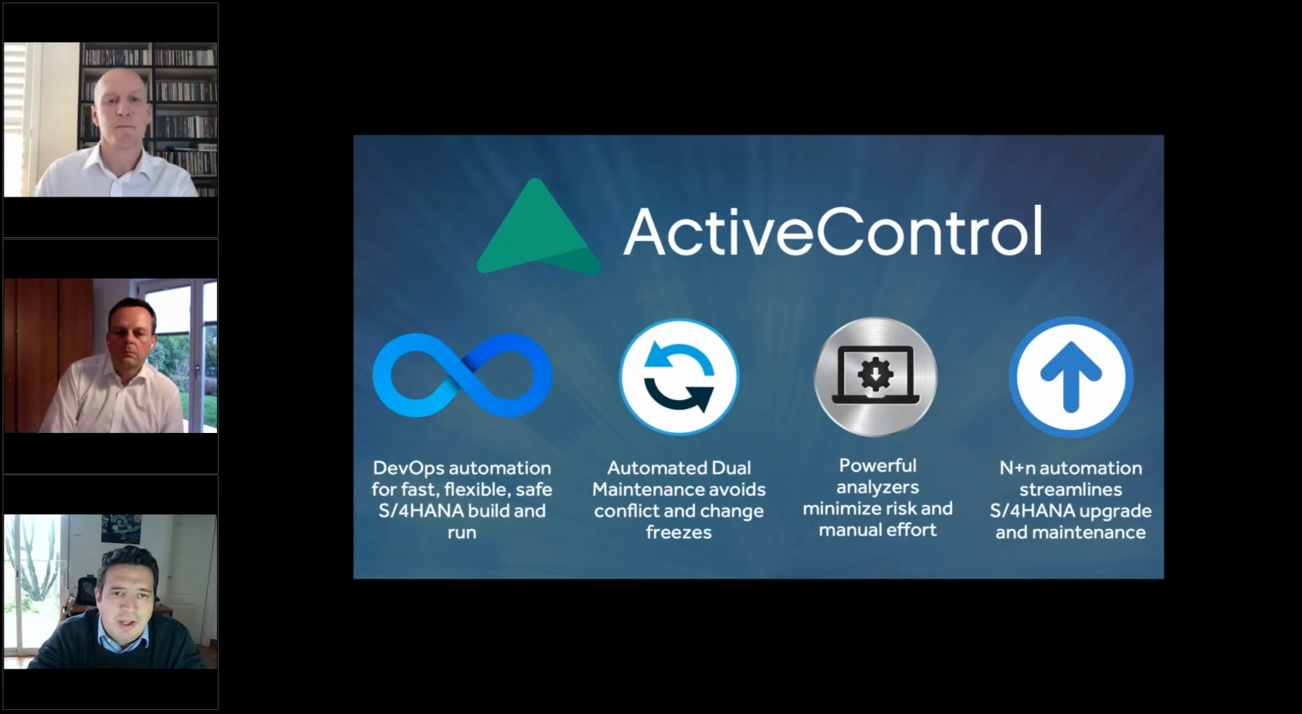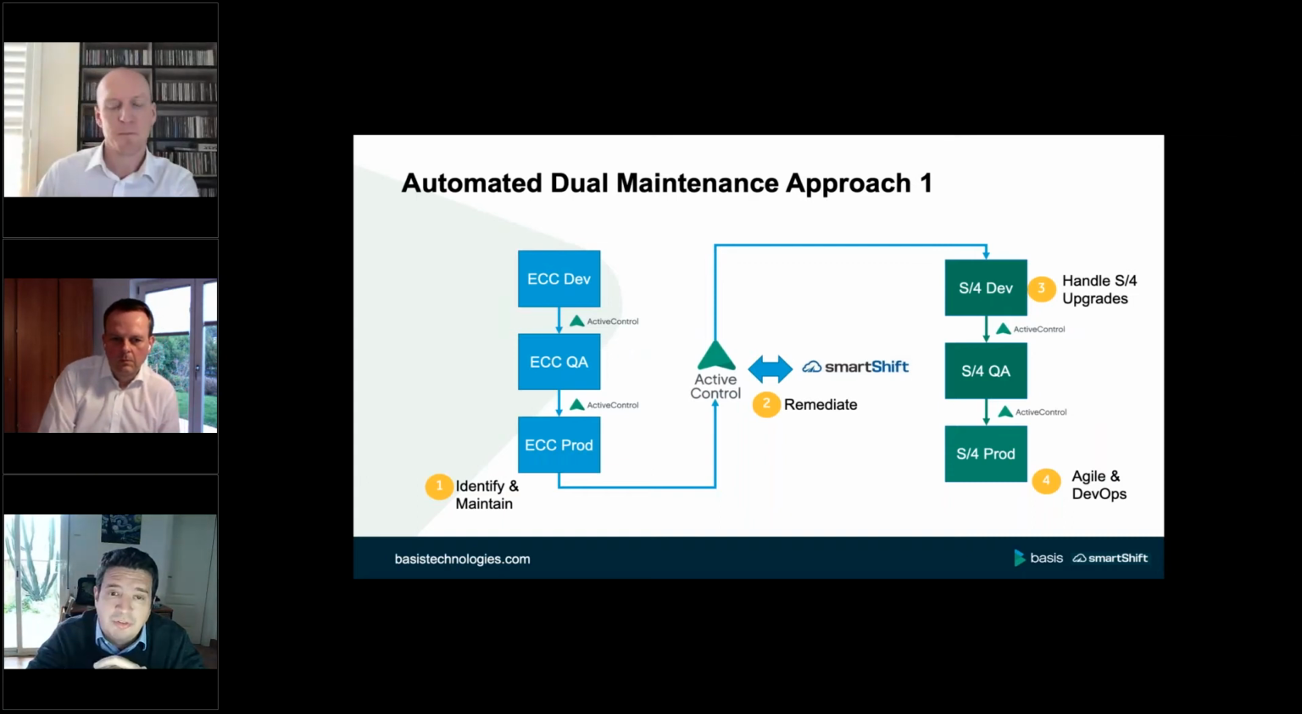and needs to be dual maintained. A lot of that can be done with the likes of analyzers, and so this is where the Active Control product from Basis Technologies sits alongside the smartShift service, as well as some of the smartShift tools that can be embedded as part of a multi-year transformation journey. I'm going to take a look at two different patterns, two different types of dual maintenance, depending upon how the customer is choosing to migrate.